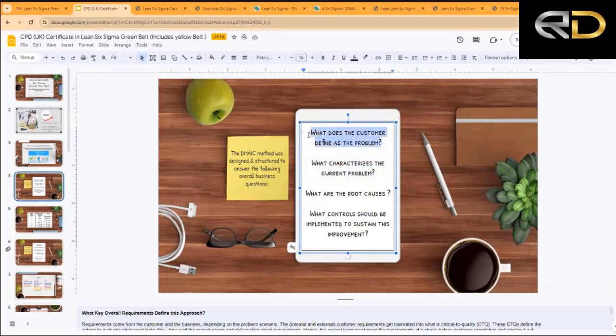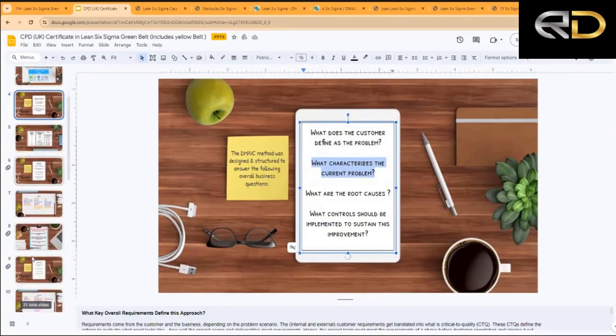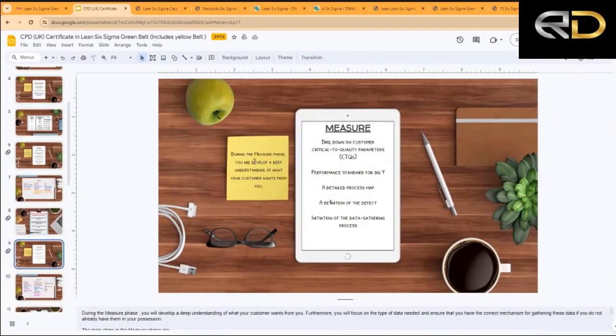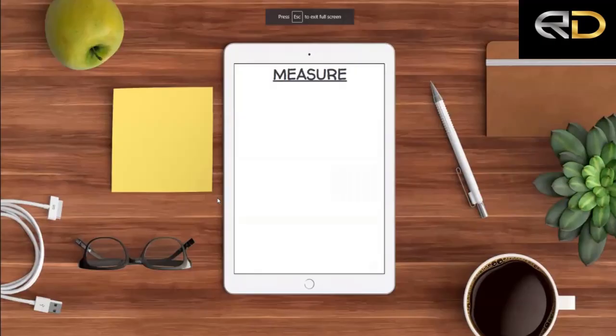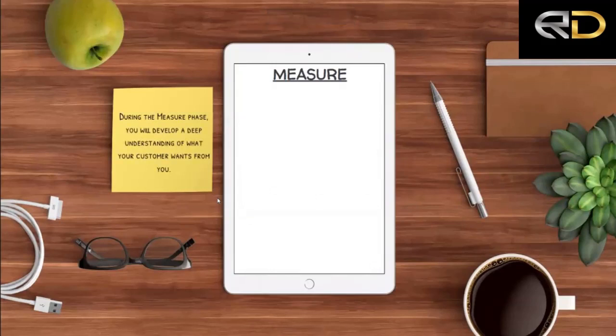In the define phase, you answered this question: what does the customer define as the problem? And right here, you are going to answer the question: what are the characteristics of that problem? What are the features of that problem? That is a deep understanding of what your customer wants from you. So at this point, you want to determine, can I measure it so that I know how my process is performing? Process performance, those are the defects and so on.